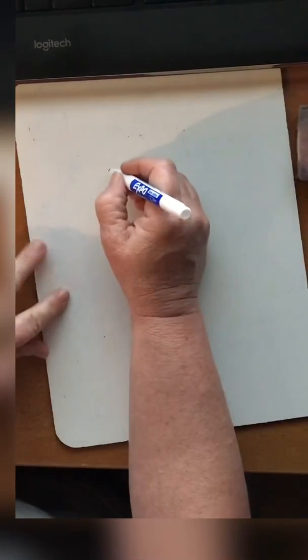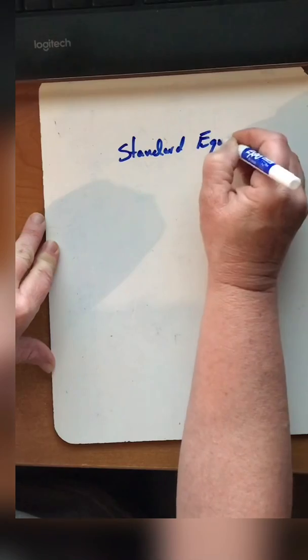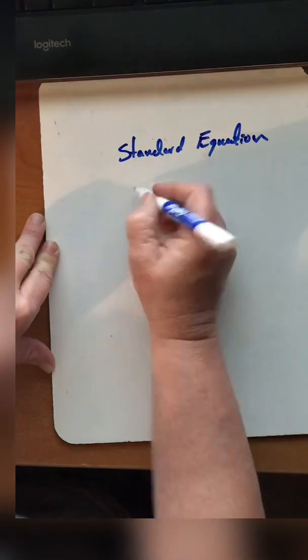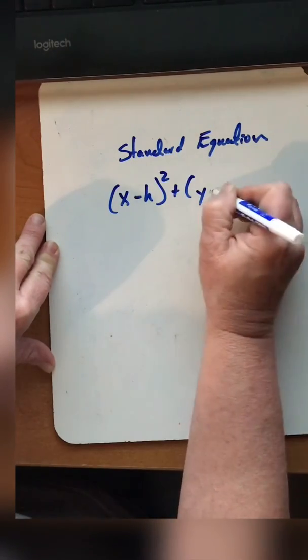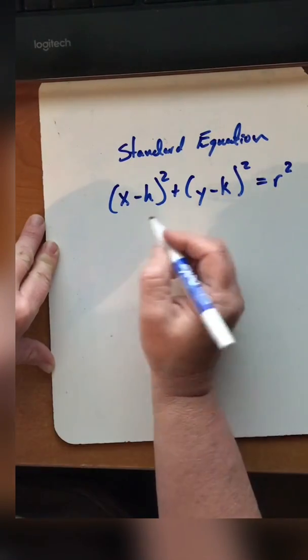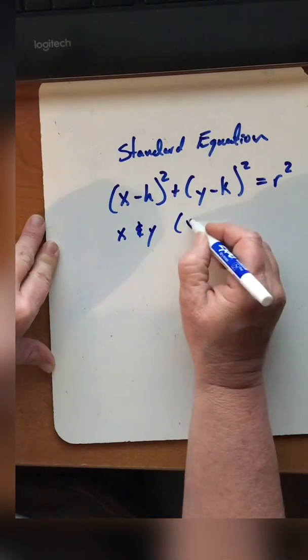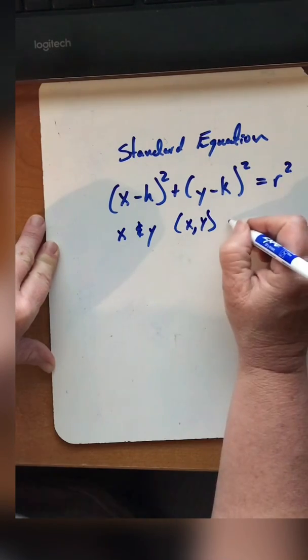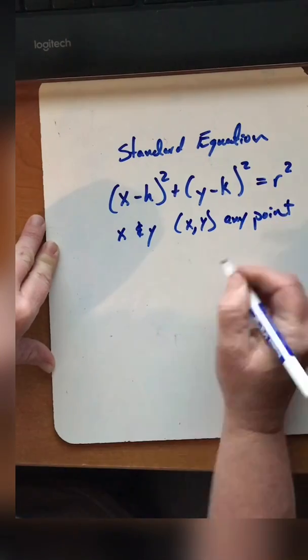Equation of a circle. Standard equation. Hope I didn't get off centered here. The standard equation of a circle is always this: x minus h squared plus y minus k squared equals r squared. Okay, so x and y is basically an ordered pair, any point on the circle.